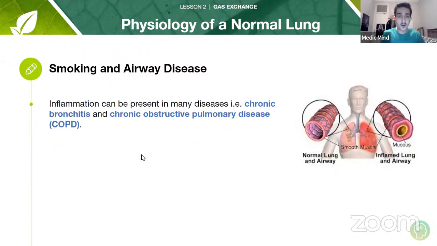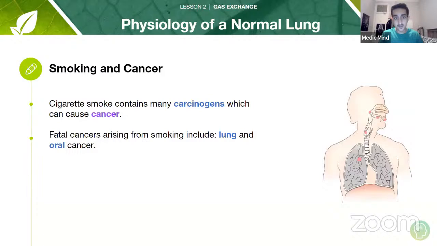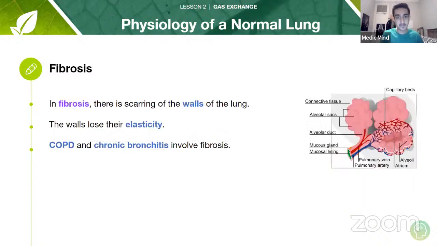And inflammation is a common part of different diseases, so chronic bronchitis and chronic obstructive pulmonary disease as well. Smoking is also heavily linked with cancer. Smoking contains many carcinogens, which can directly cause cancer. And again, the main ones are lung and oral/oesophageal cancer. Oesophageal cancer is also linked with high alcohol intake. And again, very important to know.